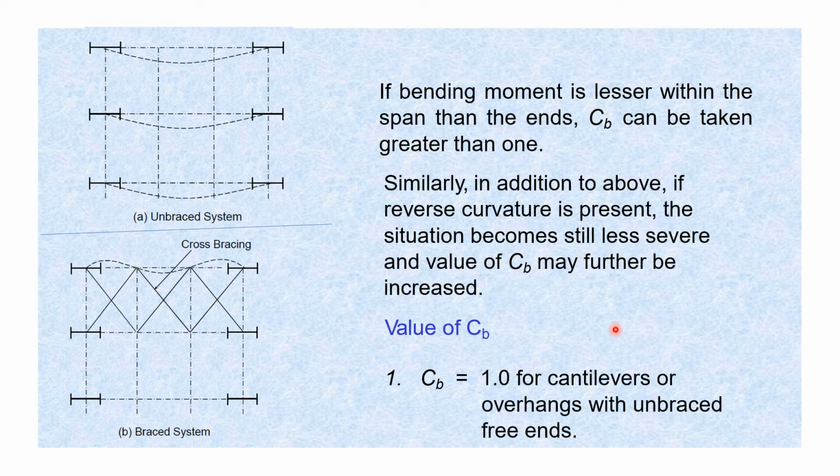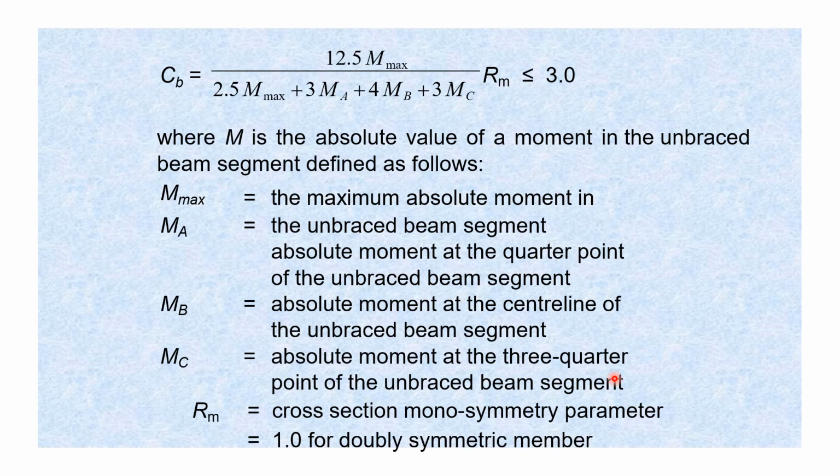Again, we will also check the criteria. Cb is 1 for cantilevers or overhangs with unbraced free ends. Here is the formula, the exact formula by the AISC method: 12.5 Mmax divided by 2.5 Mmax plus 3 MA plus 4 MB plus 3 MC, where Mmax is the maximum moment in the beam, MA is the moment at the first quarter location, MB at the center, and MC at the third quarter. You can read it by yourself, and I will explain further in the example.